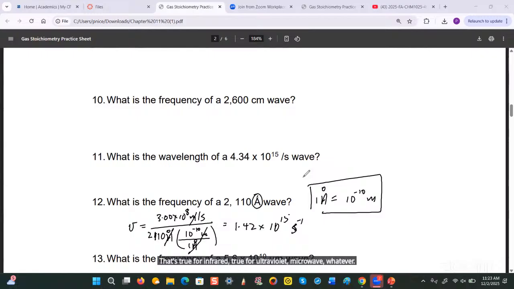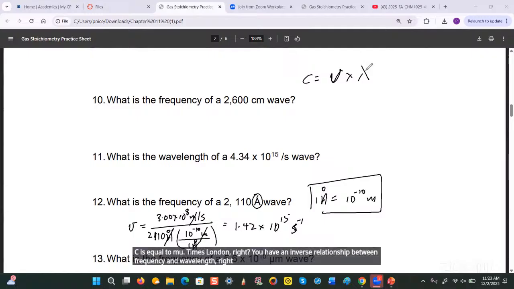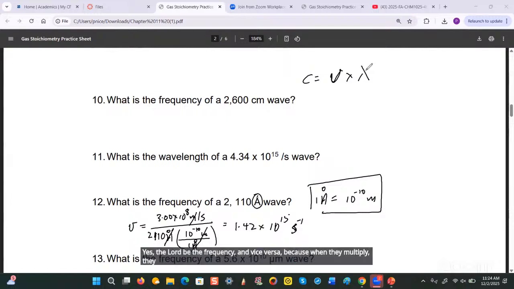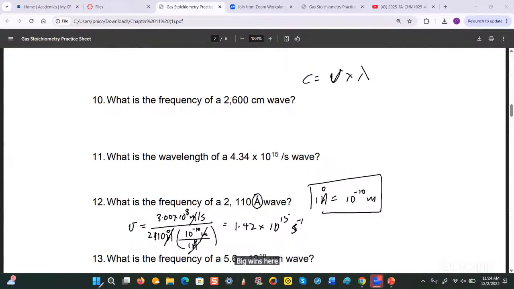So that's one constant. So therefore, for that reason, because c is equal to nu times lambda, right? You have an inverse relationship between frequency and wavelength, right? So the longer the wavelength, the lower the frequency, and vice versa. Because when they multiply, they give the same 3.00 times 10 to the 8 meters per second. All right.